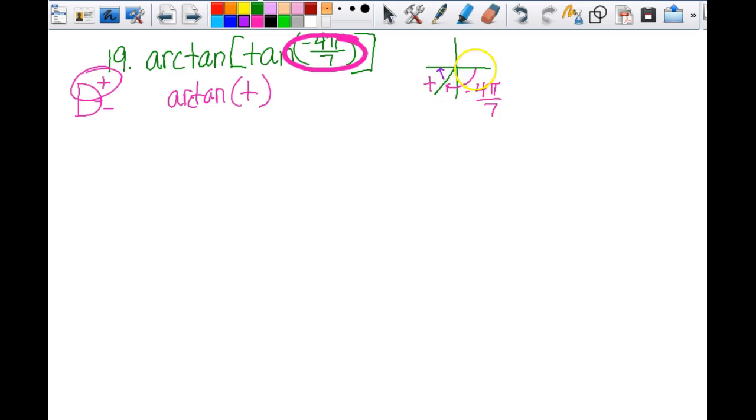From here, 3/7, because from here all the way to here is 7/7, right? This is negative 4 pi sevenths, so I'd have to go another negative 3 pi sevenths, but my reference angle is always positive. So this would be 3 pi sevenths, and that would be my answer because that's my positive reference angle. Okay? That's the same thought process as number 15. It's actually the same thought process, really, as a 15 and 18.